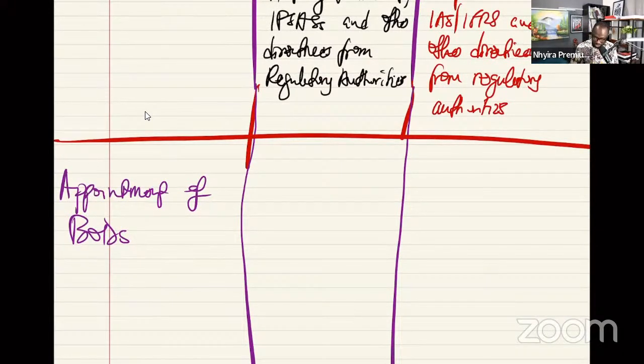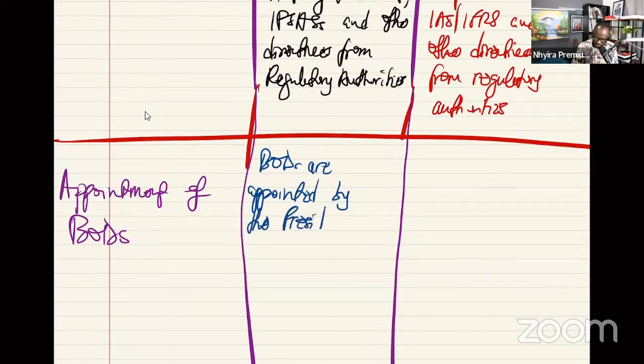So board of directors are appointed by the president with some parliamentary approval. So board of directors are appointed by the president with advice from the Council of State.